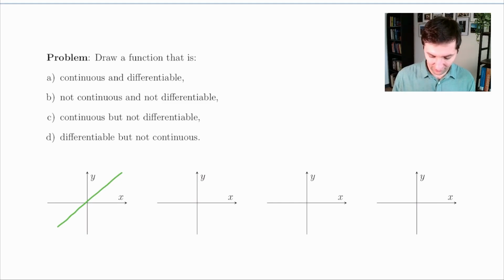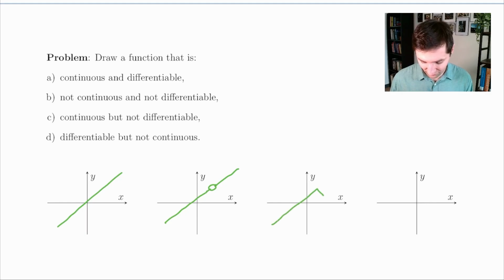Now I need a function that is not continuous and not differentiable. I believe a function with a hole would work. If a function has a hole, it's not continuous, and because it has a hole, it cannot be differentiable there either. What about a function that is continuous but not differentiable? I must draw it without lifting up my pencil, but I must have a place where this function doesn't have a derivative. I think the easiest way to do it is to draw a function with a corner. This function is continuous, but it is not differentiable at the corner.